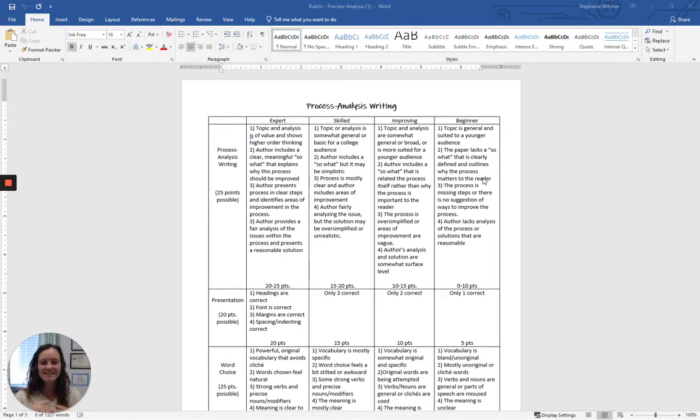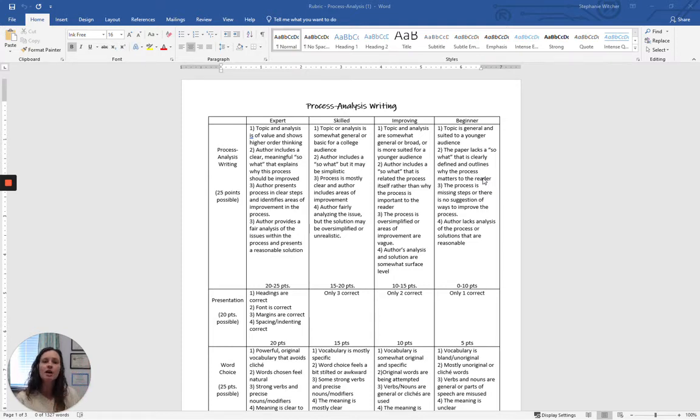So choose a process that educated people are interested in. You need to make sure you have a clear thesis statement that gives us a clear so what, that tells us why this process is important and why we should make it better. Third, you need to make sure that you give us the process in clear steps. What do we do and why in the process? And then make sure you tell us places where we could make it better.